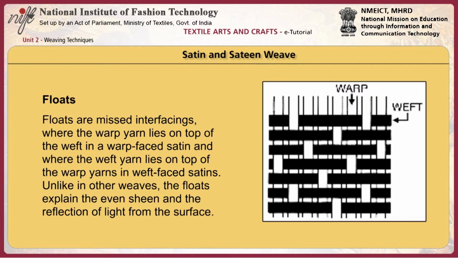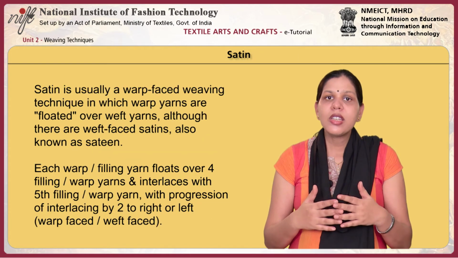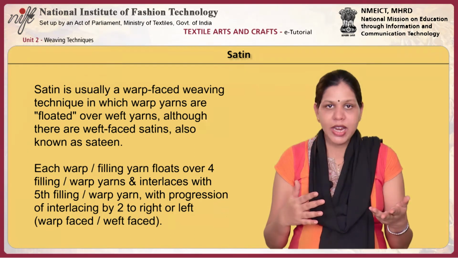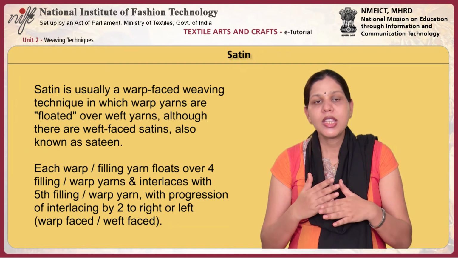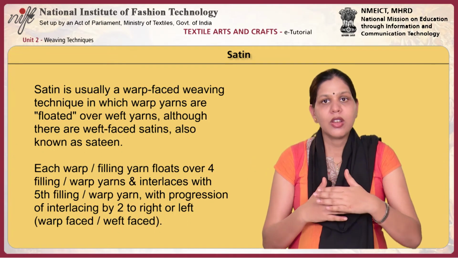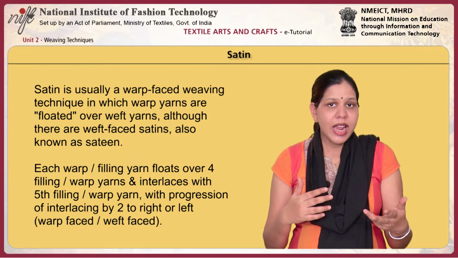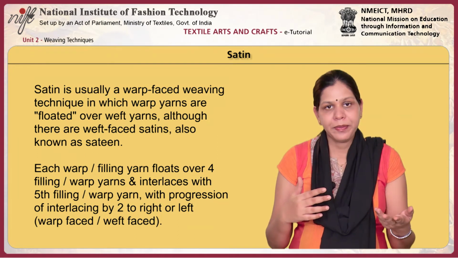Floats are missed interlacings where the warp yarn lies on top of the weft in a warp face satin and where the weft yarn lies on top of the warp yarns in weft face satins. Unlike in other weaves, the floats explain the even sheen and the reflection of light from the surface. Satin is usually a warp-faced weaving technique in which warp yarns are floated over weft yarns, although there are weft-face satins also known as sateen.